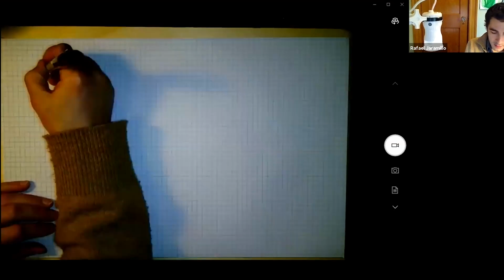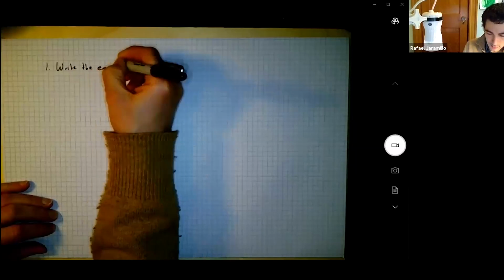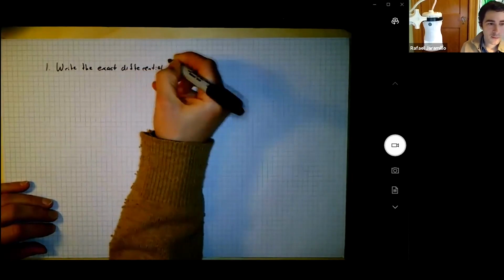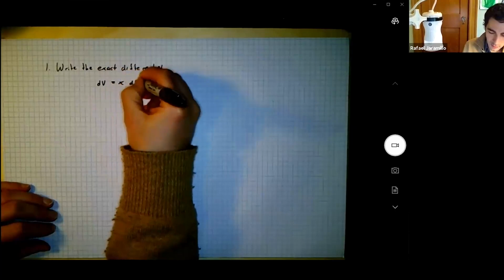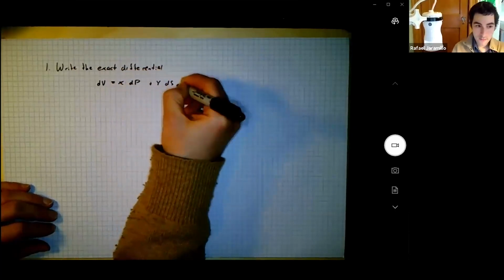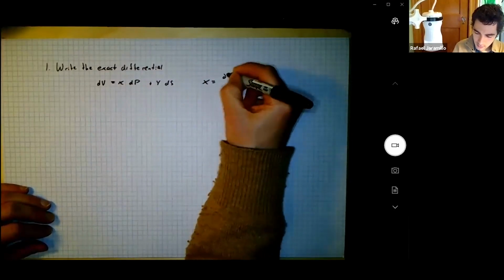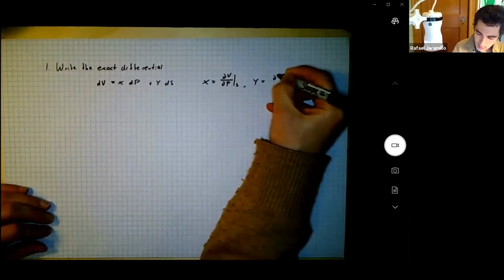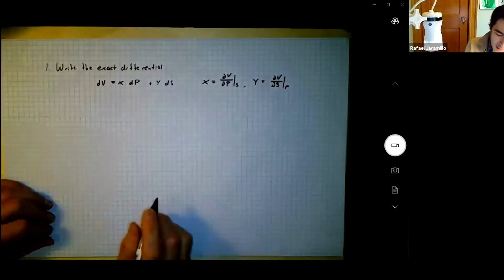So we're going to start. 1. We're going to write the exact differential. It's rewriting what we did, right? dV equals X dP plus Y dS. X equals dV dP at S. Y equals dV dS at P. Okay, good.